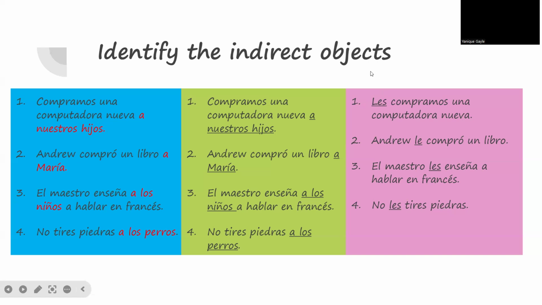In the next video, I'm going to show you how we combine both the direct object and the indirect object in a sentence, and what changes would occur in those instances. Okay, very good. We'll see you in the next video.